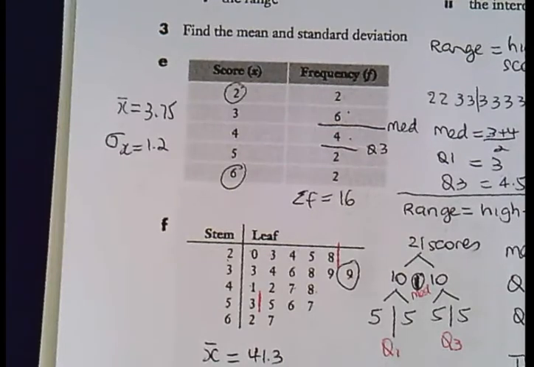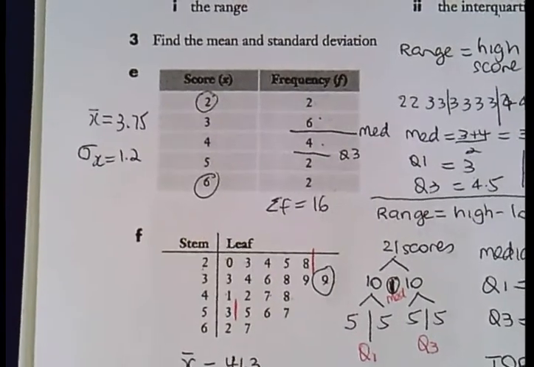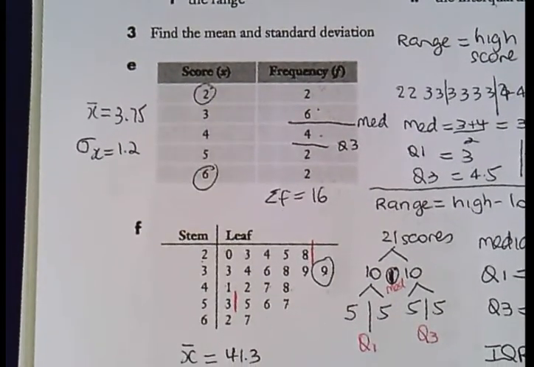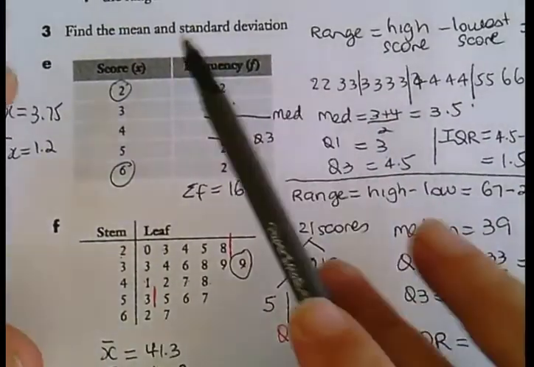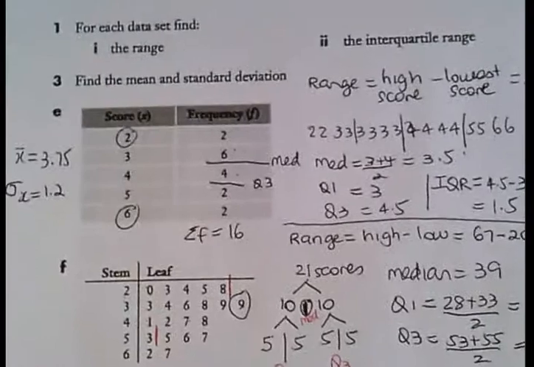All right. What's the mode, by the way, while we're here? What's the mode? It's 3. So that is finding the mean and standard deviation and the range and the interquartile range.